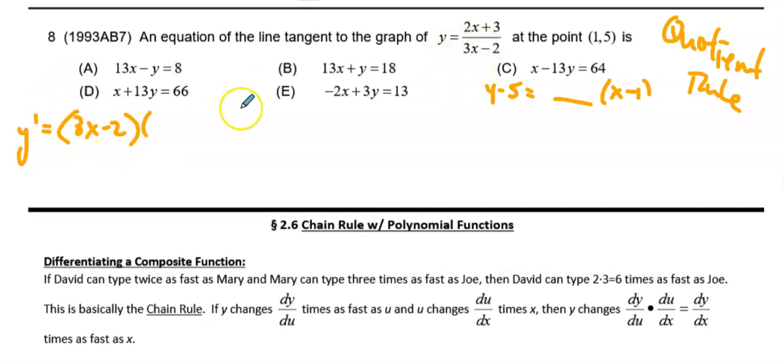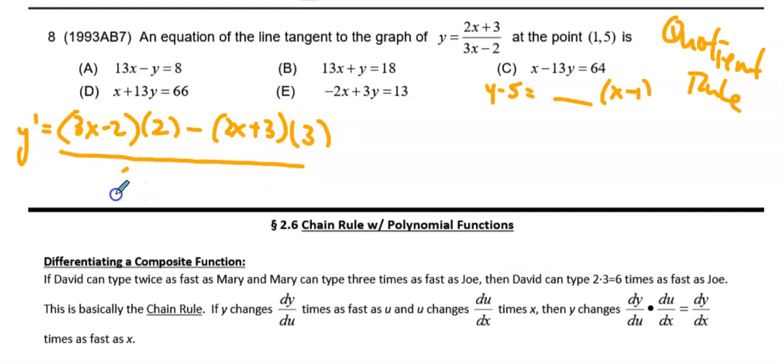So denominator times the derivative of your numerator. So it's low d high, right? Minus, because it's the quotient rule, good old Heidi low, right? High times the derivative of low, all over low, low. So this is the derivative of our function right here.